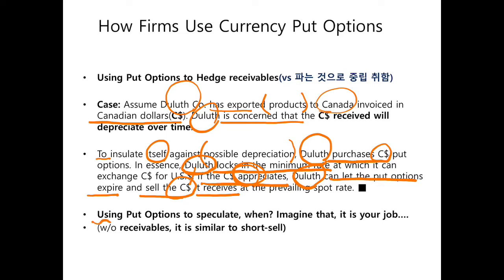Now I can raise this question. What about speculating on a put option? Is it possible or not? It is possible, right? Even though I don't have any receivable in the future, I can purchase a put option. That's a kind of short selling of the Canadian dollar, right? Let me move to the next one.